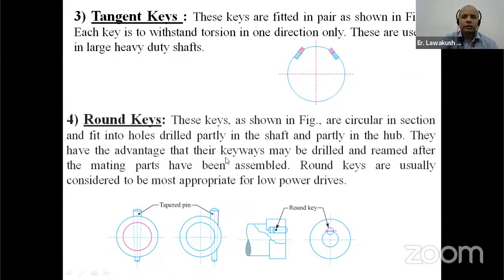Fourth one is the round key. These keys, as shown in the figure, are circular in section and fit into holes drilled partly in the shaft and partly in the hub. They have the advantage that their keyways may be drilled and reamed after the mating parts have been assembled. Round keys are usually considered to be most appropriate for low power drives.